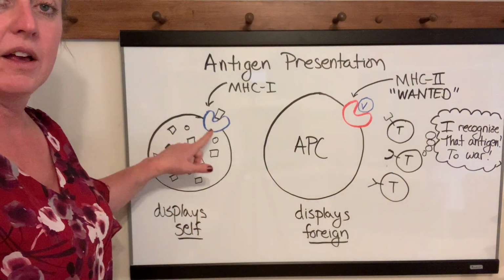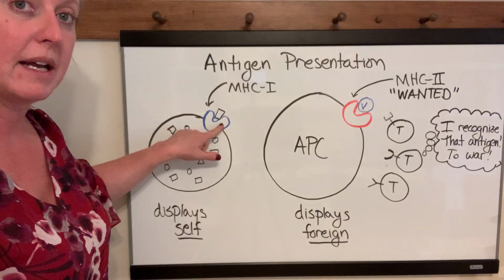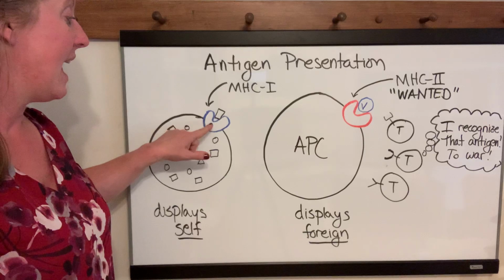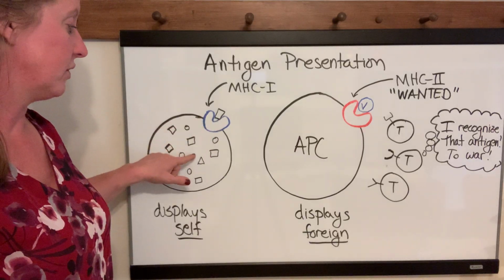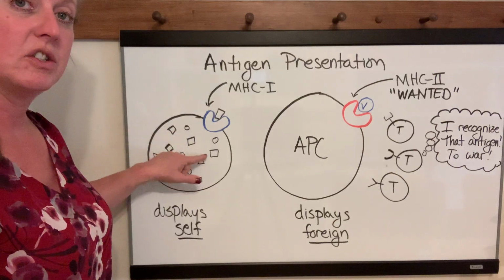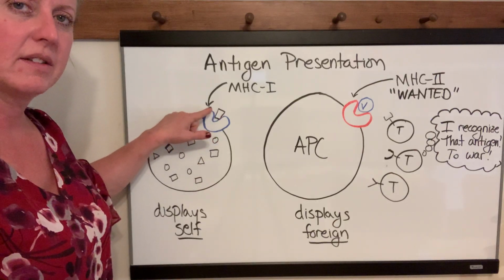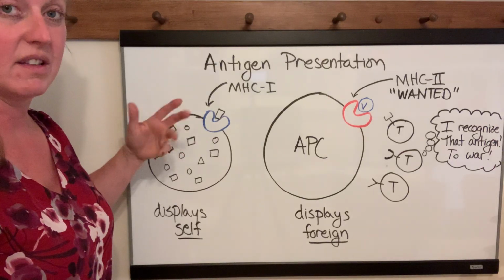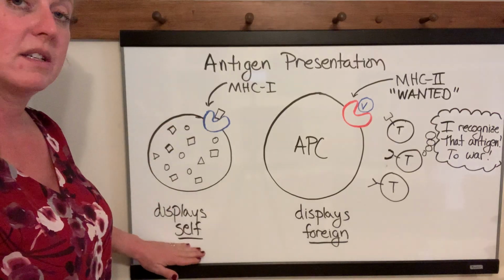All nucleated cells in our bodies have what's called an MHC1 complex, and this serves as the cell's ID. And if you'll recall, the MHC1 will display fragments of antigens from inside the cell on it so that the natural killer cells can check and make sure that everything's okay on the inside, not just that they have the correct ID. So MHC1 always displays self.